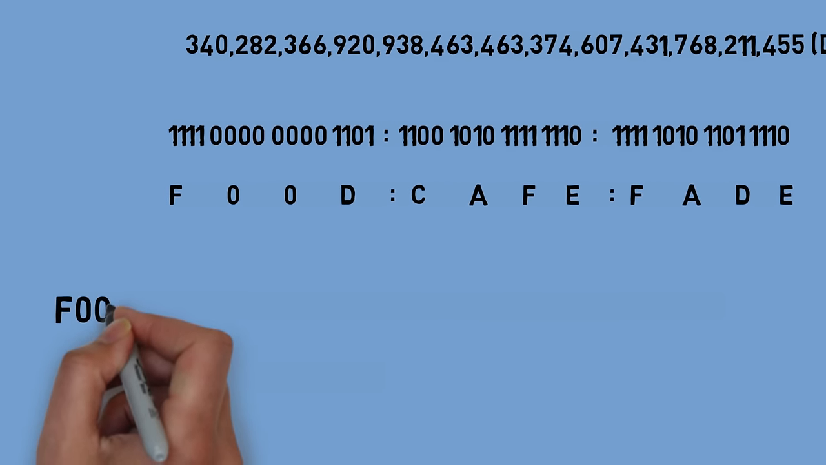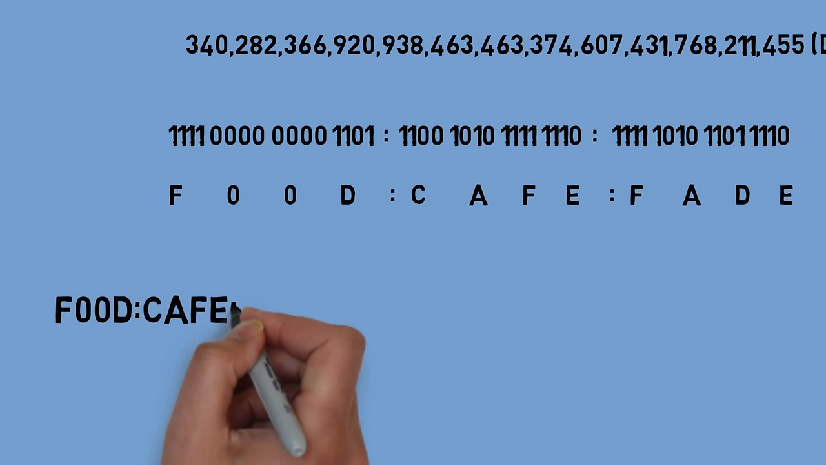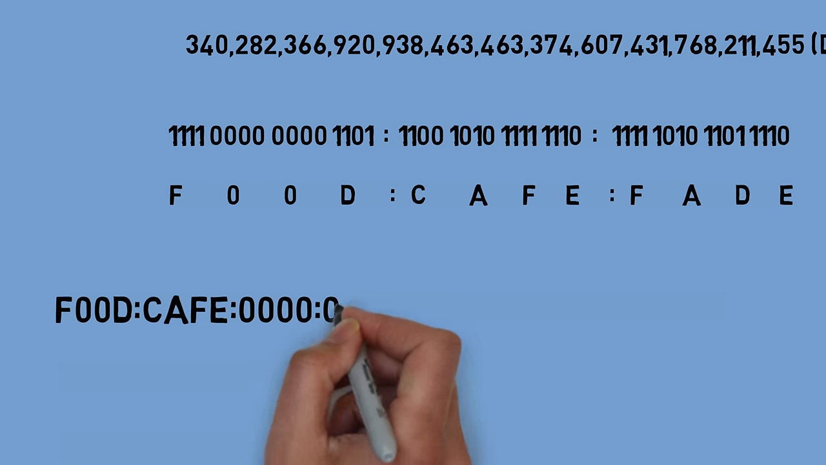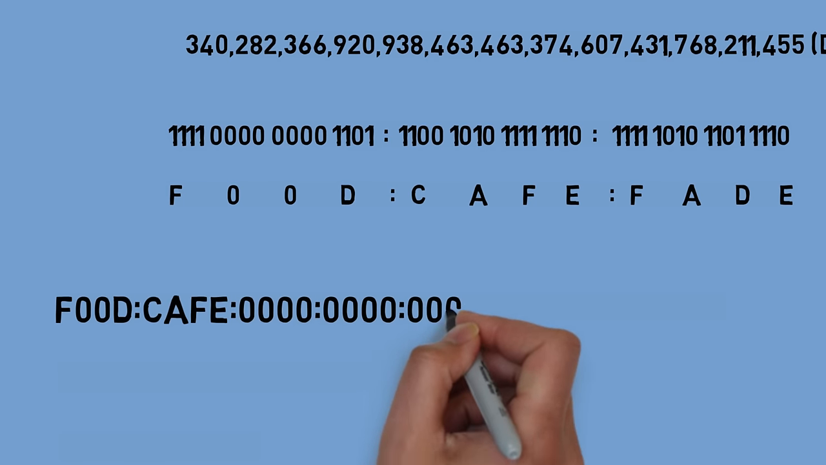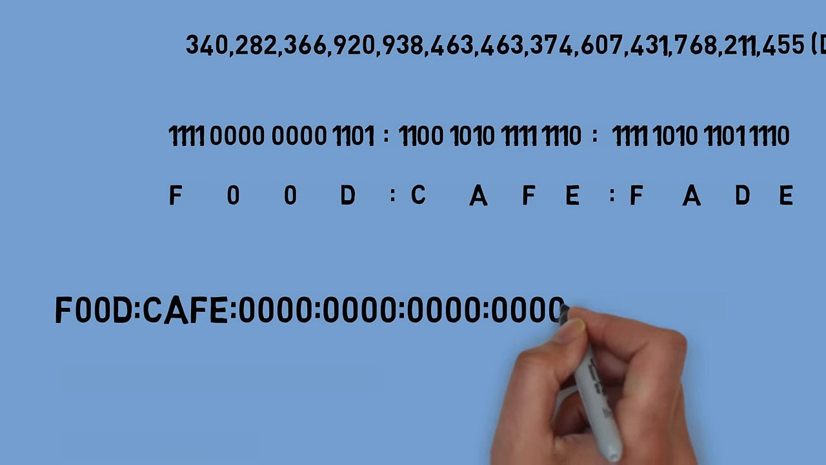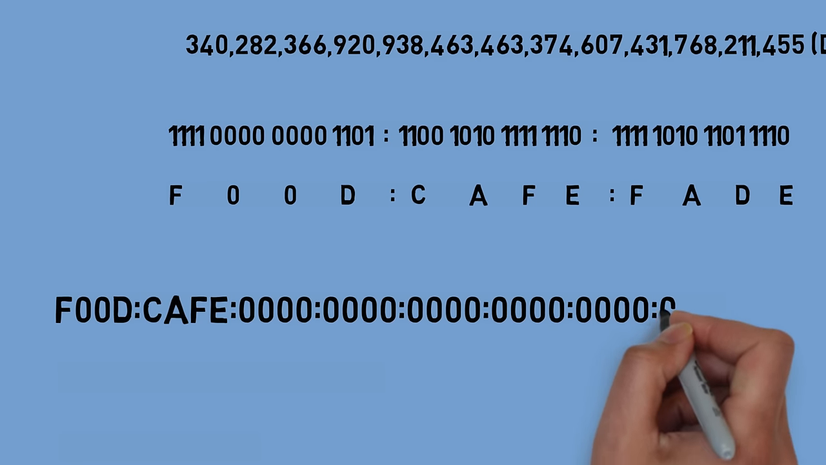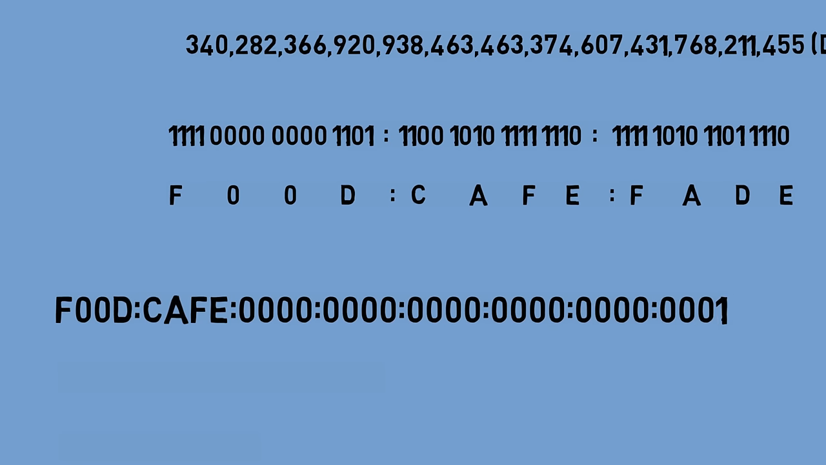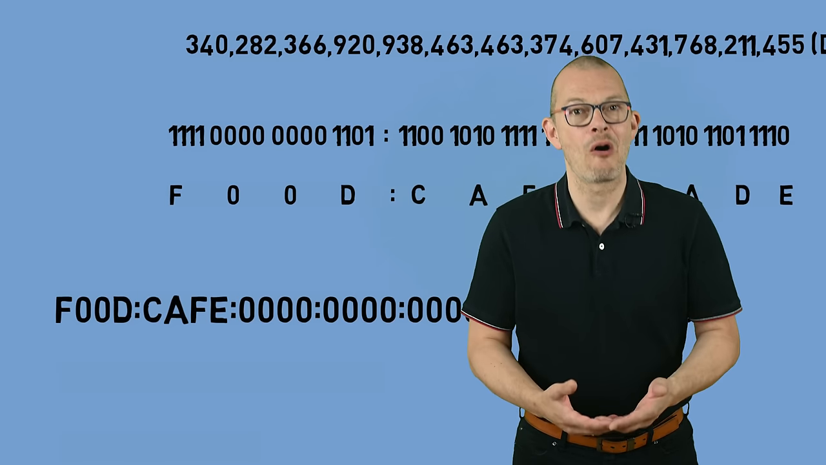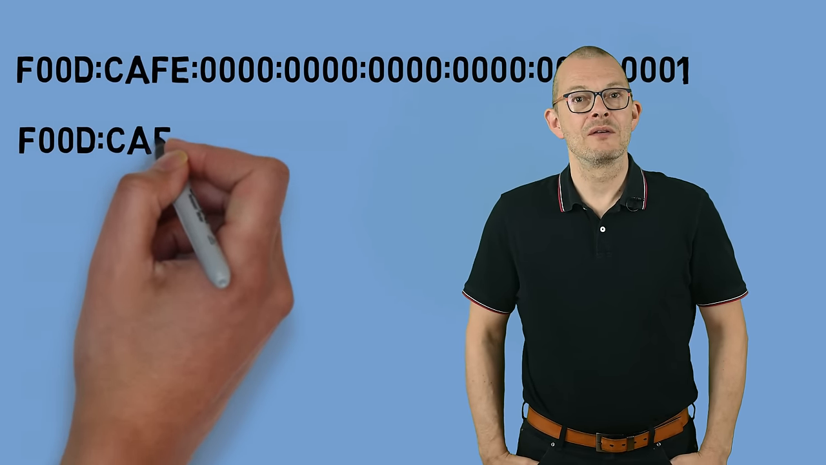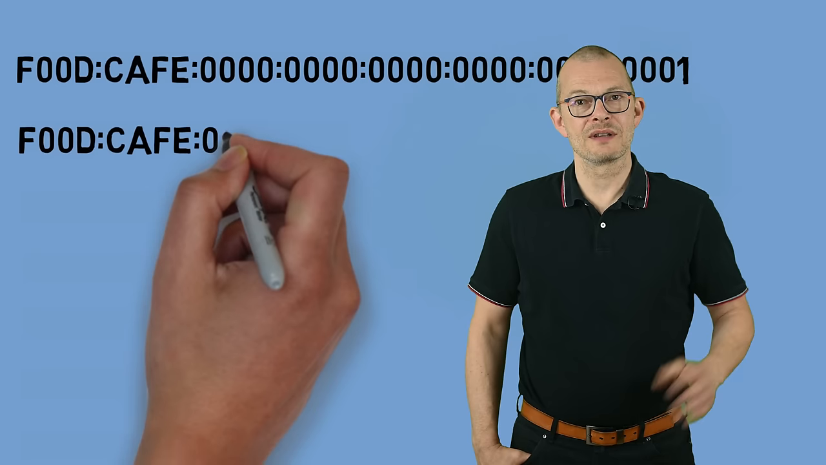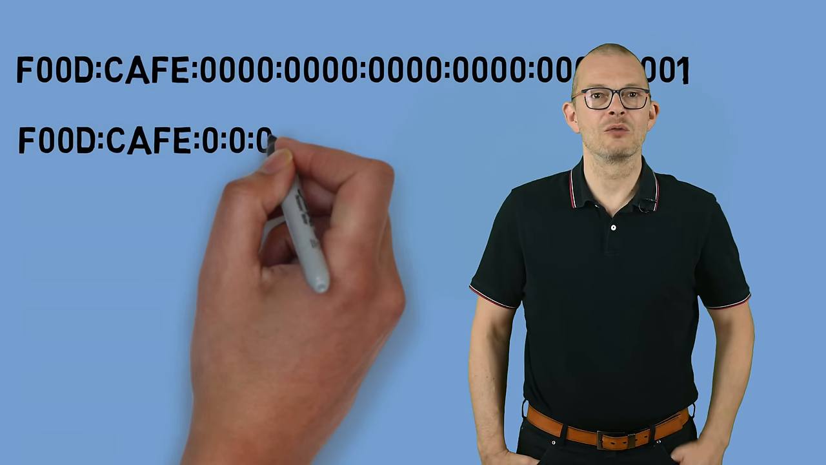In order to separate the blocks, let's arbitrarily choose the colon character. So a valid address would be food colon cafe colon many zeros with colons and then colon 0001. Just one thing is annoying here. This IPv6 address is long. Let's shorten it. Let's remove leading zeros in each block. In this case, that would be food colon cafe colon 0 colon 0 colon 0 colon 0 colon 1.